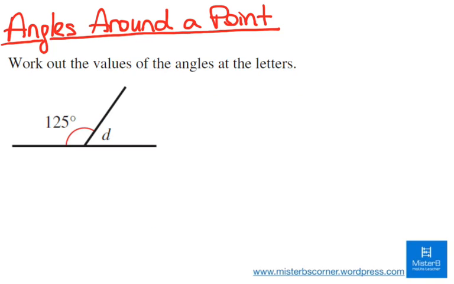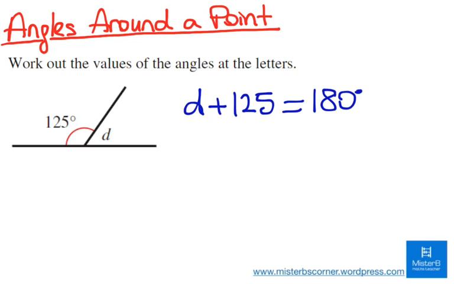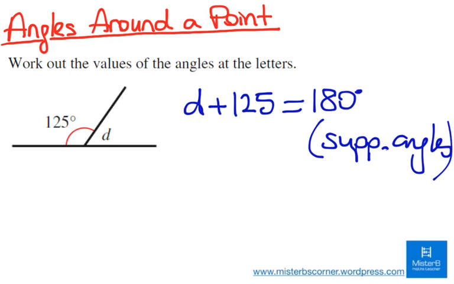Another example. Well, this is about supplementary angles. All you need to do is D plus 125 equals 180 degrees. Reason: supplementary angles. Of course you must write in full when in the exam, and then you will just write D to be 55 degrees.